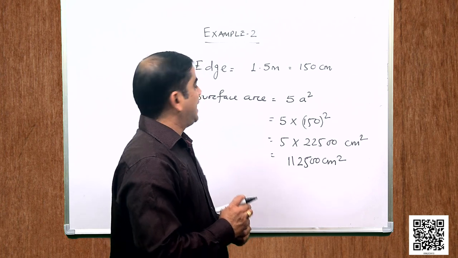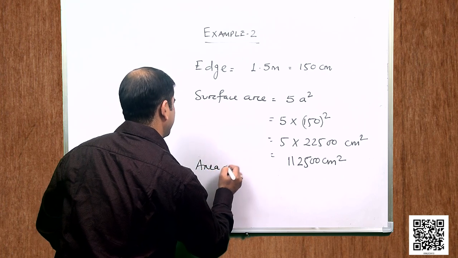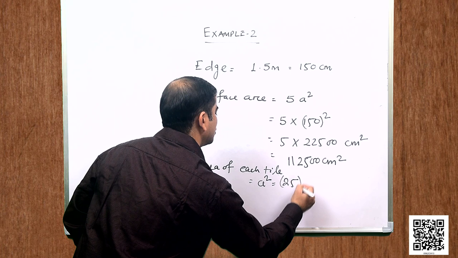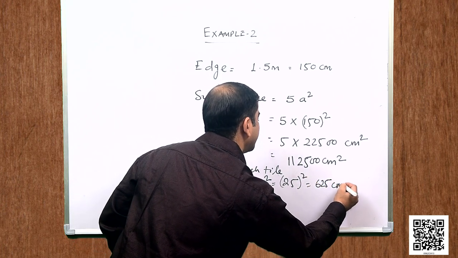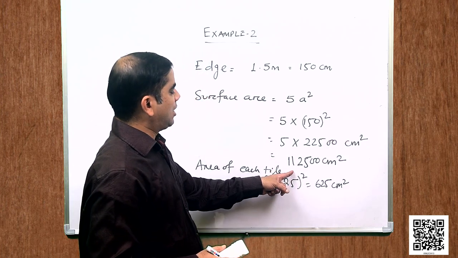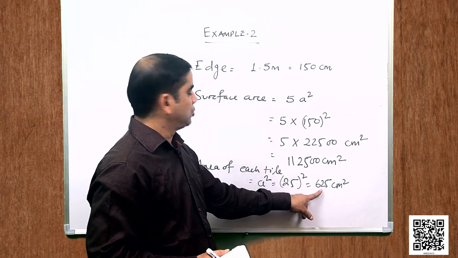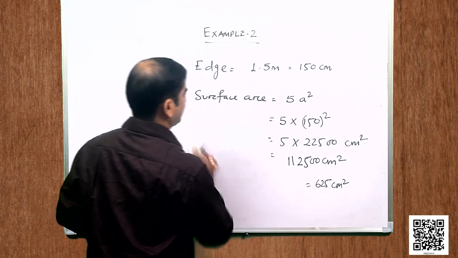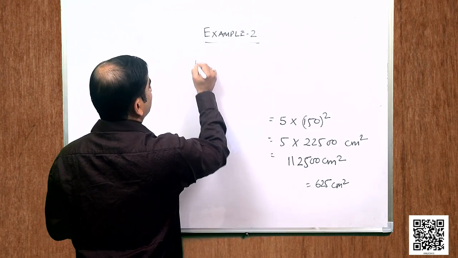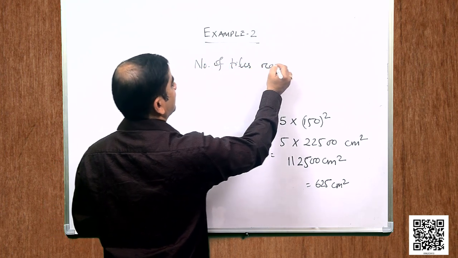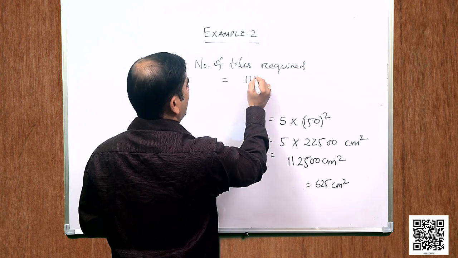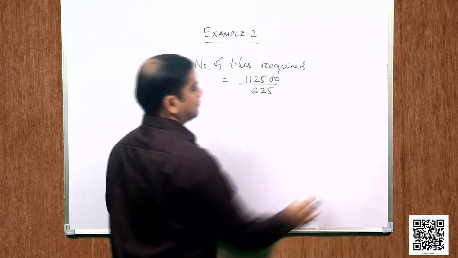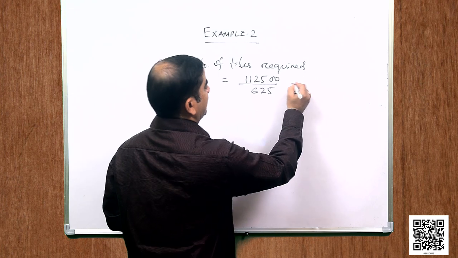Now, let us find out the area of each tile. So, area of each tile, that is a square, where a is given as 25 centimeter. So, 25 square is equal to 625 centimeter square. So, now we have surface area of 5 surfaces and area of each tile. So, to find out the number of tiles required, we need to just divide these two areas. So, number of tiles required is equal to 112500 divided by 625.